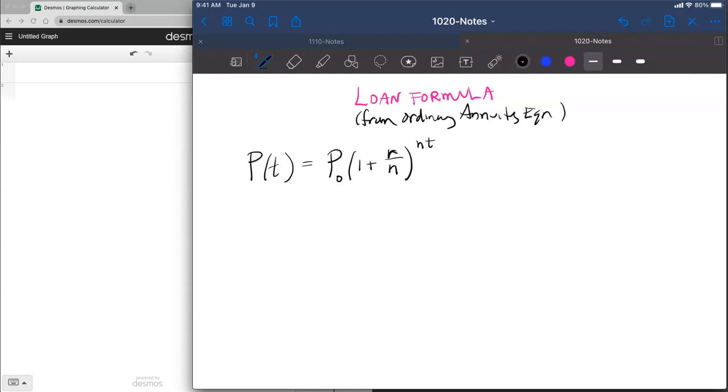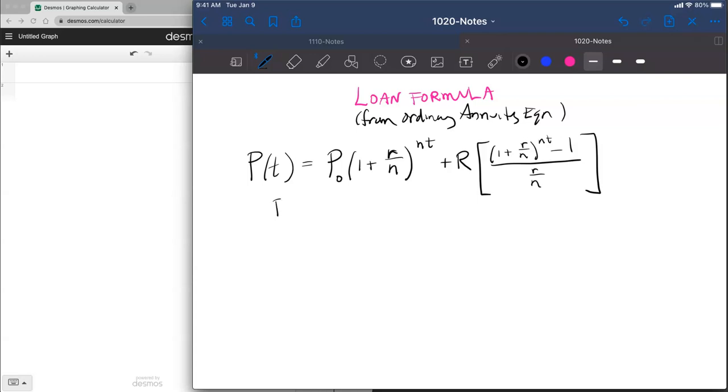And then if we are making payments into this annuity on a regular schedule, we know that the payments are also going to accrue interest, and the formula would be (1 plus r over n) to the nt power minus 1, divided by r over n. This is the ordinary annuity equation.